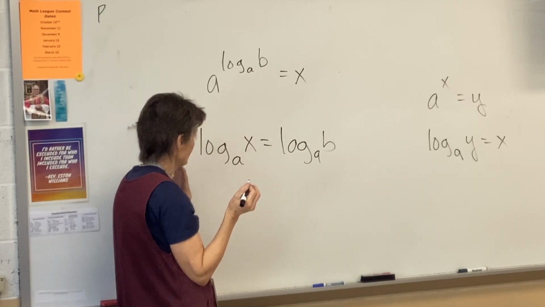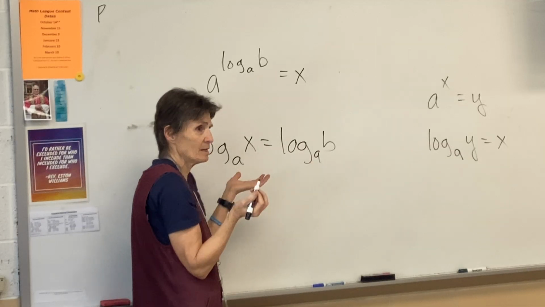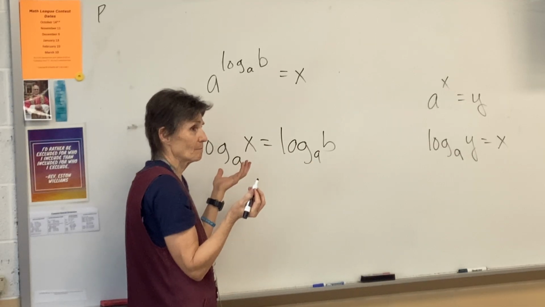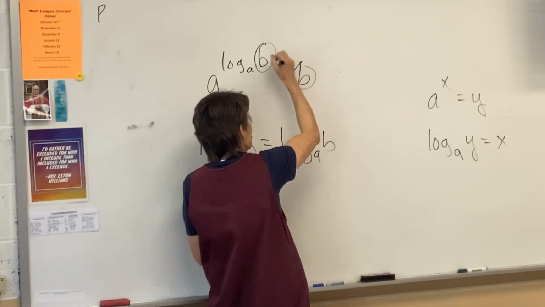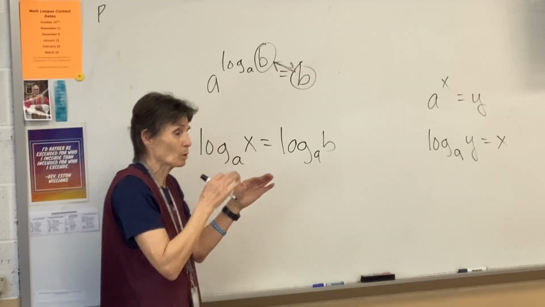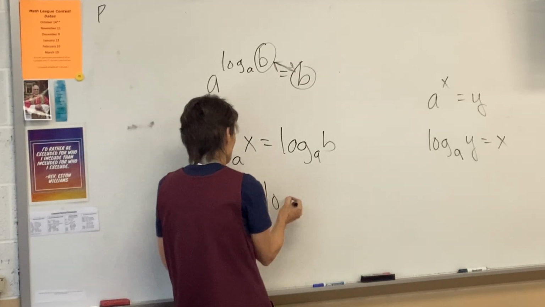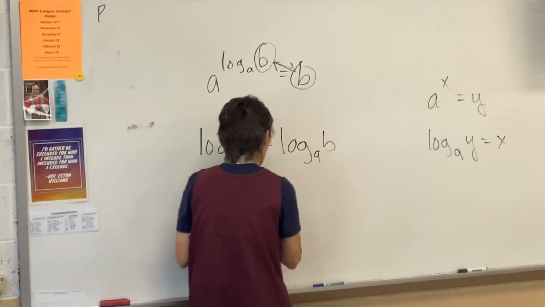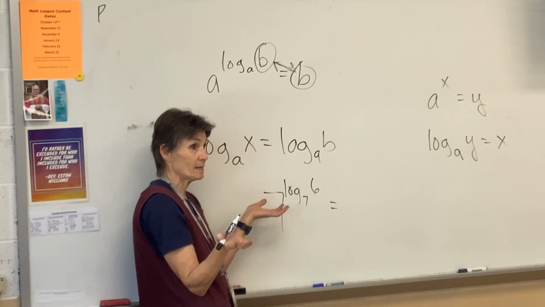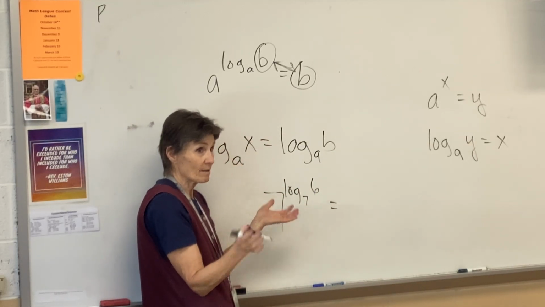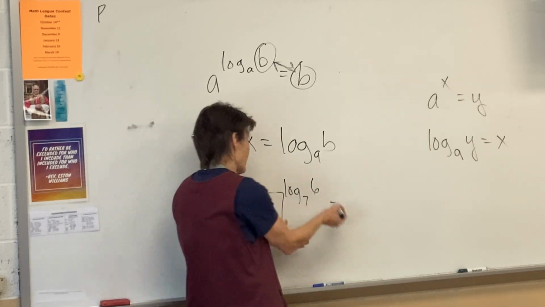Well, wait a second. Log base a of x equals log base a of b. What does that mean? x equals b. So this is a property of logarithms that we're going to need here in a little bit in these exercises. So if you had 7 to the log base 7 of 6, the answer would be 6. Okay, that's a property. We just kind of proved it, but from now on we're just going to say, okay, that's 6.